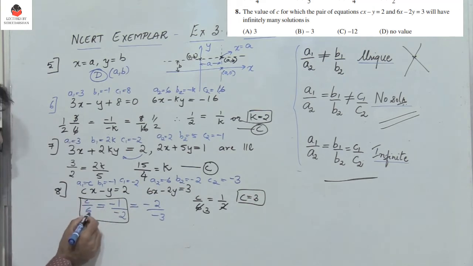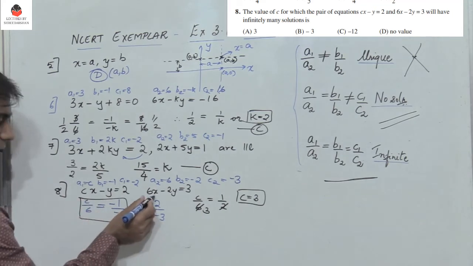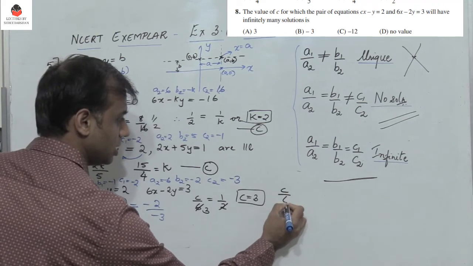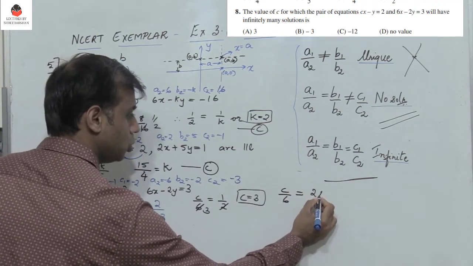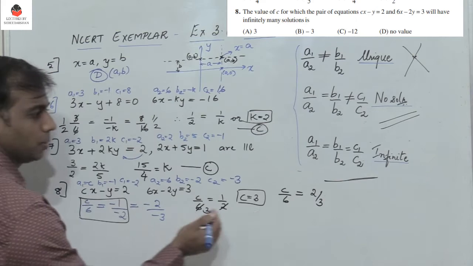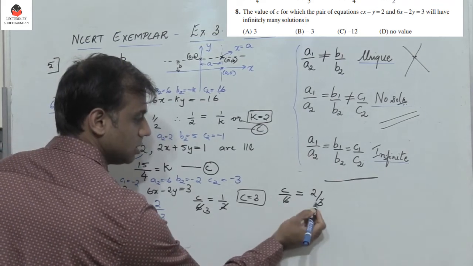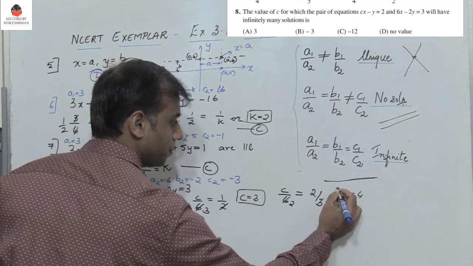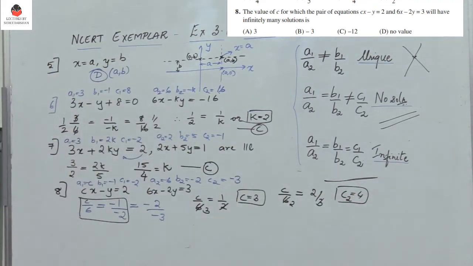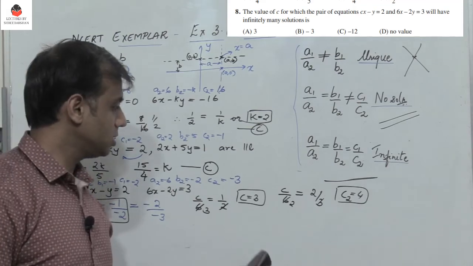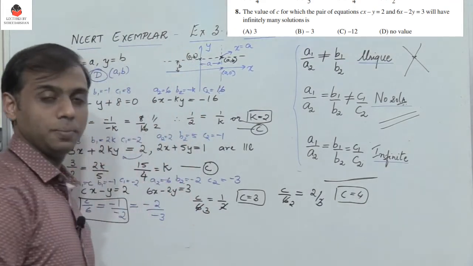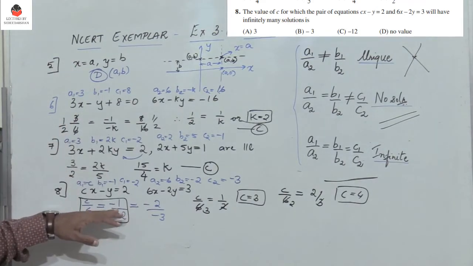If I consider C by 6 equal to 2 by 3, this ratio, then of course I can cancel 3 2s are 6, 2 into 2 is 4. So C equals 4. So we get two values for C, where C is equal to 3 and C is also equal to 4. So we cannot have two values of C, isn't it?